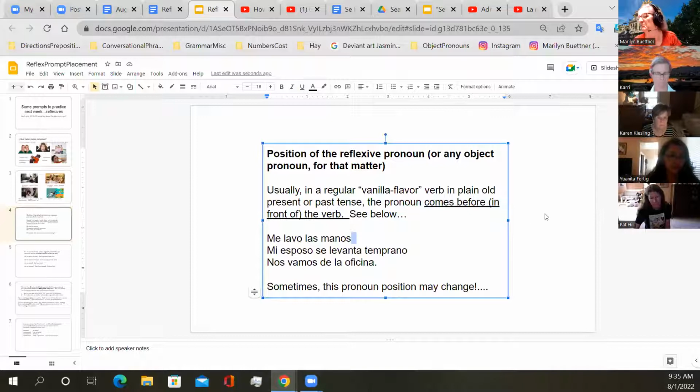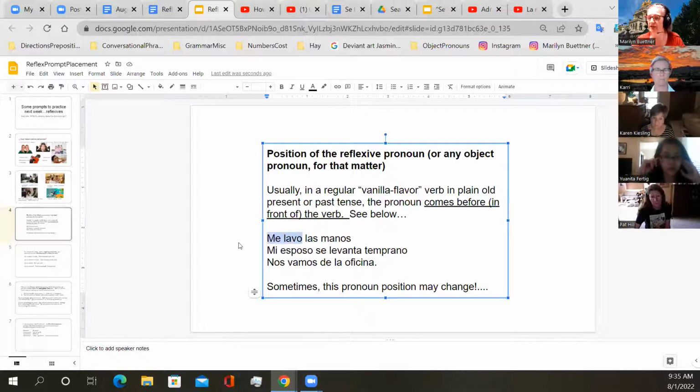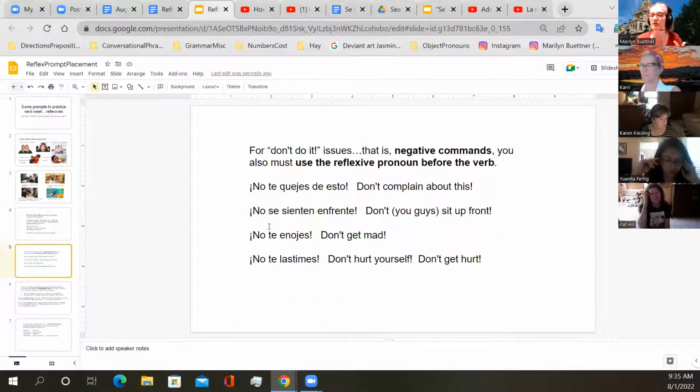If you have a plain old sentence that's just talking about a fact, something that is happening, or something that did happen, or something that will happen, it's usually in front of the verb. So with the reflexives in particular, you get me lavo las manos, mi esposo se levanta temprano, nos vamos de la oficina. Okay, but sometimes the me, te, nos, or se may not be in front of the verb. We're going to see one other situation when for sure it's in front of the verb.